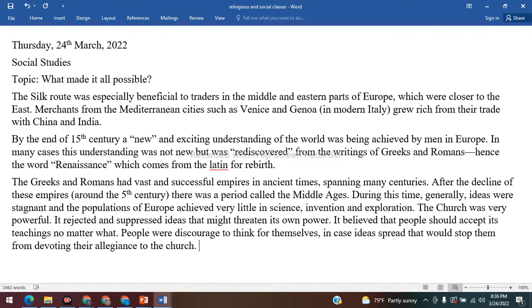The church that was really in sway during that time was the Roman Catholic Church. They were doing all the dirty work. That was the issue there. But then the Renaissance came. Okay, we're going to end there for social studies.